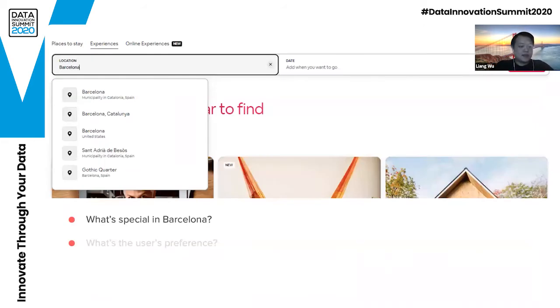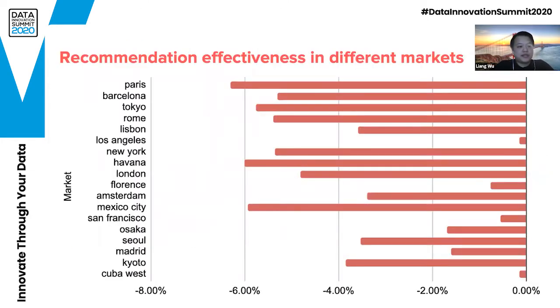And so now we jump to the second question. How do we tell the user's preference? In Airbnb Experiences, one of the key features we can use for the recommendation model is the location features, and they are categorical features. But when we tried to test the model's recommendation effectiveness in different markets, we were surprised that the model underperforms in some specific markets.